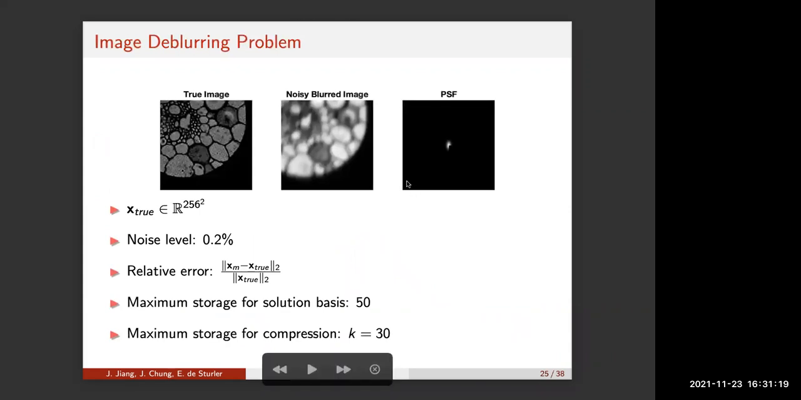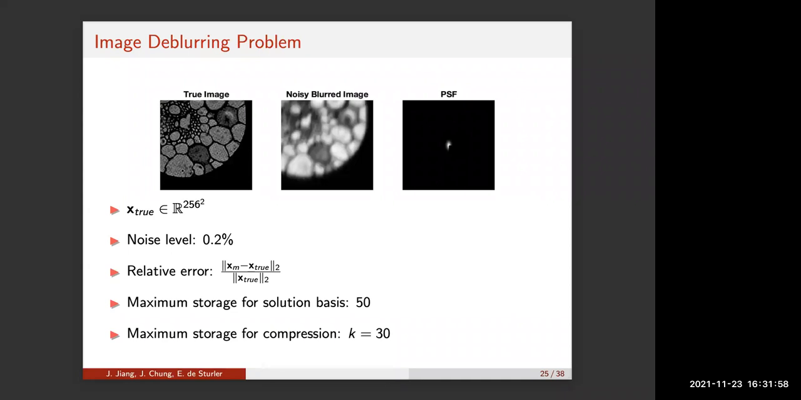So for the numerical results, at the beginning we try a very typical image deblurring problem. The size of the image is 256 by 256, and we choose a very small noise level, like 0.2%. This means that for a small noise level, the image deblurring problem will converge very slowly. And we compute the relative error to compare the numerical methods.